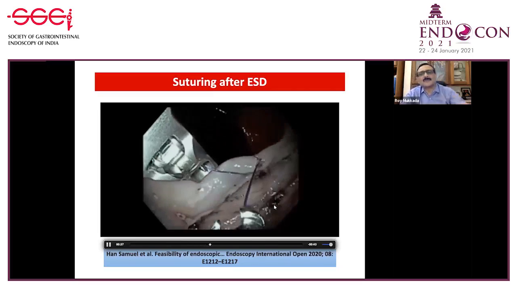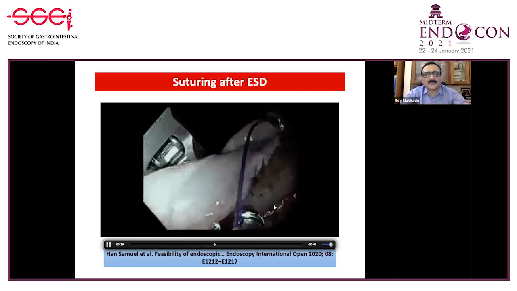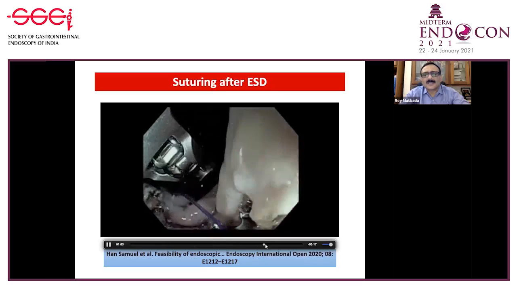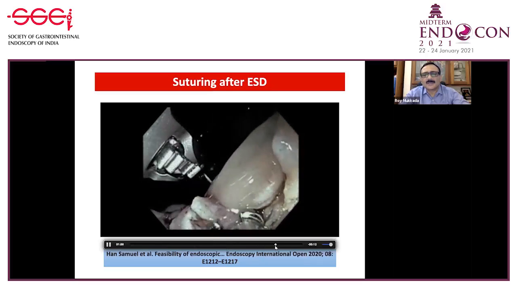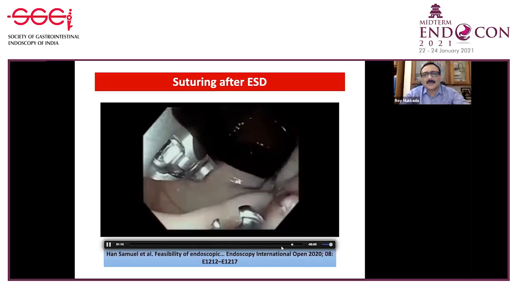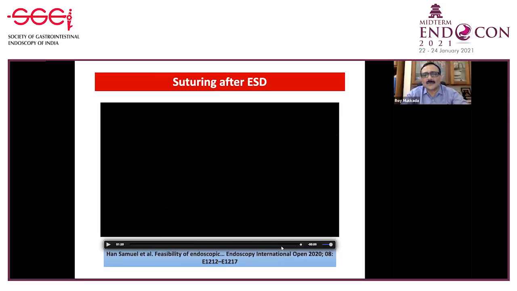If you have the end of the suture, then it's very easy. B is put like this. After all the stitches have been put, you can close it like this. And then on follow-up, this is how the lesion area looks, and this is a follow-up video.